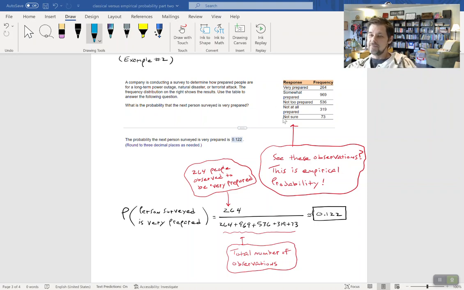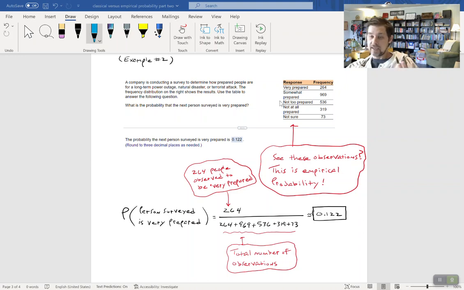So we got this data from this observation, this study, and it rates people's responses. Out of all the people that responded, 264 felt very prepared for a long-term power outage, etc. And then 73, they have no clue, right? Okay, but that's the information that we have. That's empirical, all right? Now, the question is, what's the probability that the next person surveyed, so this is the survey up to this point, is very prepared?